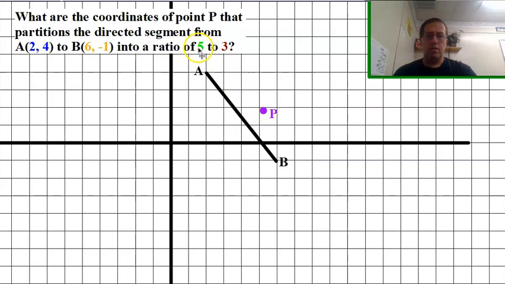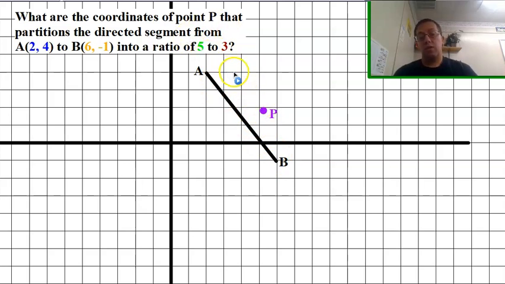Now, if it's a ratio of 5 to 3, does that mean this one's going to be 5 units and this is 3 units? No. What that means is I'm going to divide this into, let's see, 5 plus 3 is 8 different units, and I want 5 of them to be over here, and 3 of them to be over here. But I don't want to actually figure that out using distance, because it's going at an angle, and that's going to be difficult too.